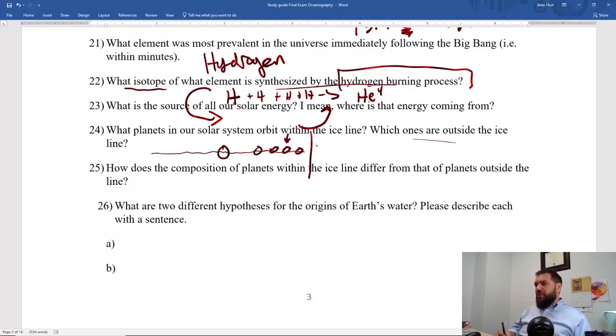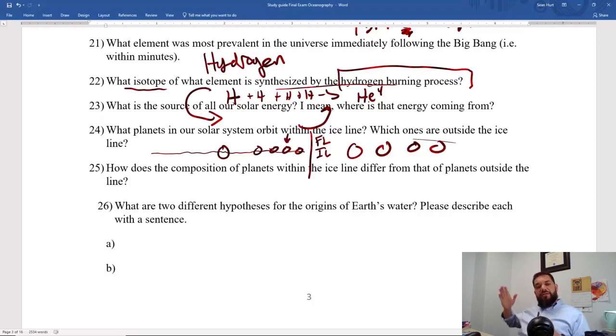And then there's what's called the frost line. Okay, I'm going to put frost line or ice line, whatever you want to call it. And then you have the Jovian planets, or the large ice planets, gas planets that are on the outside. So the planets on the inside of the ice line are the terrestrial planets, the rock and iron planets: Mercury, Venus, Earth, Mars.